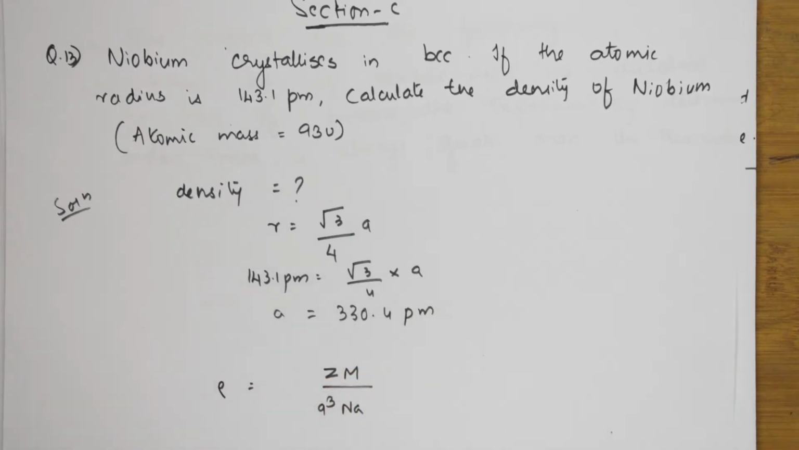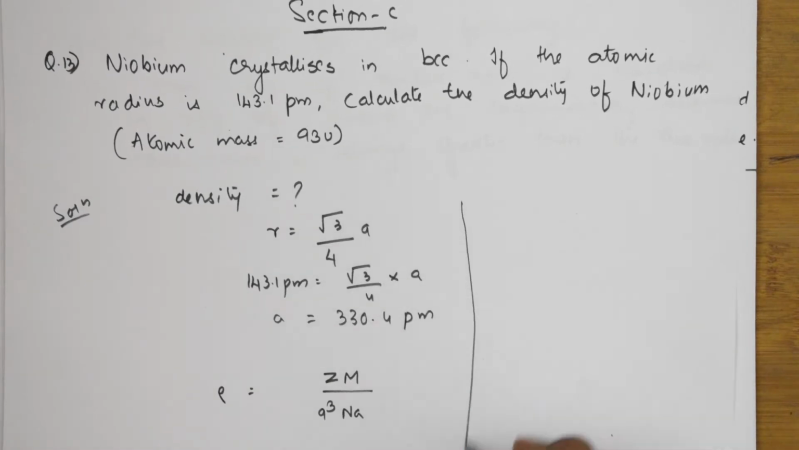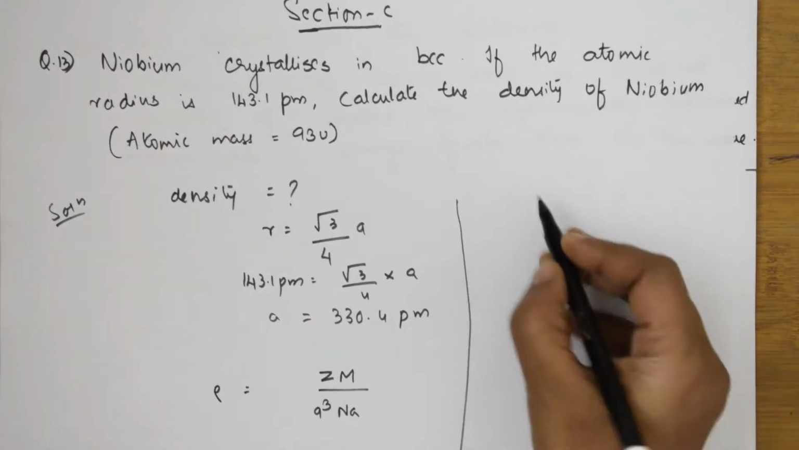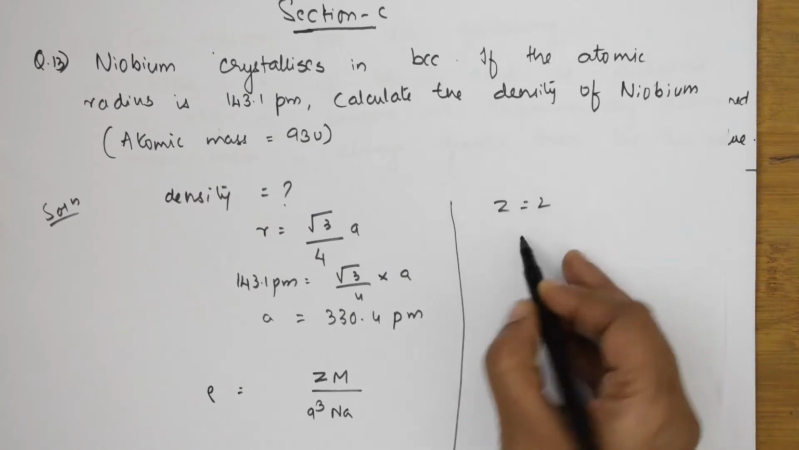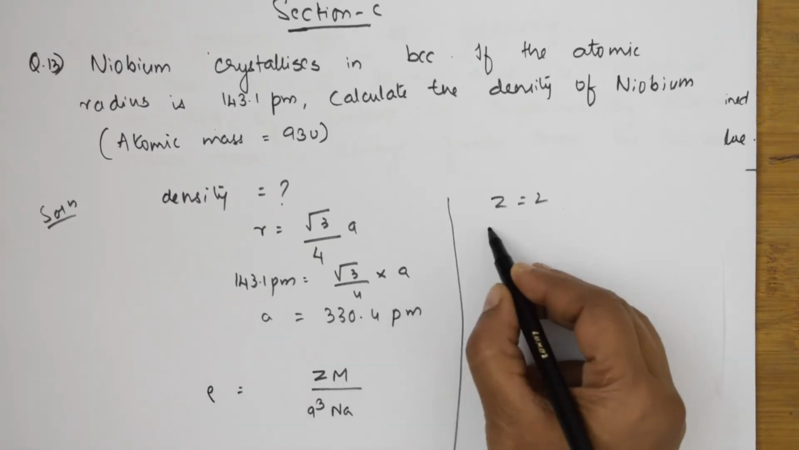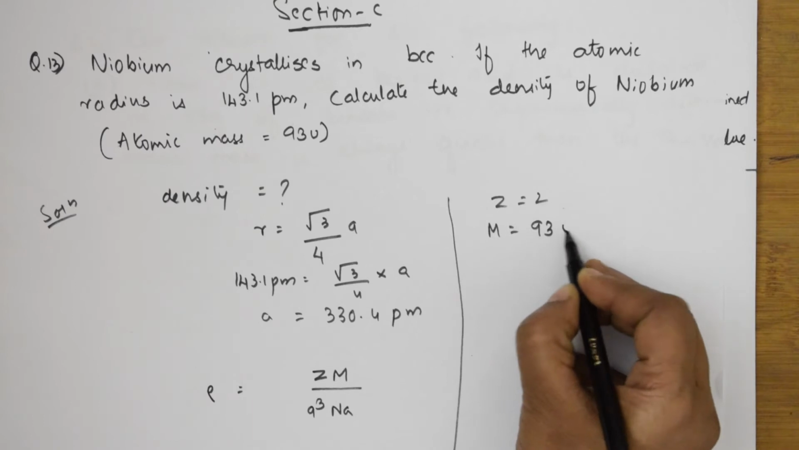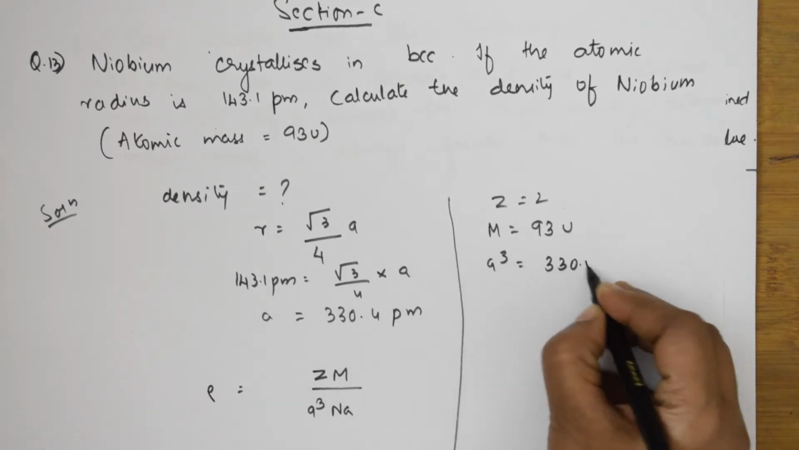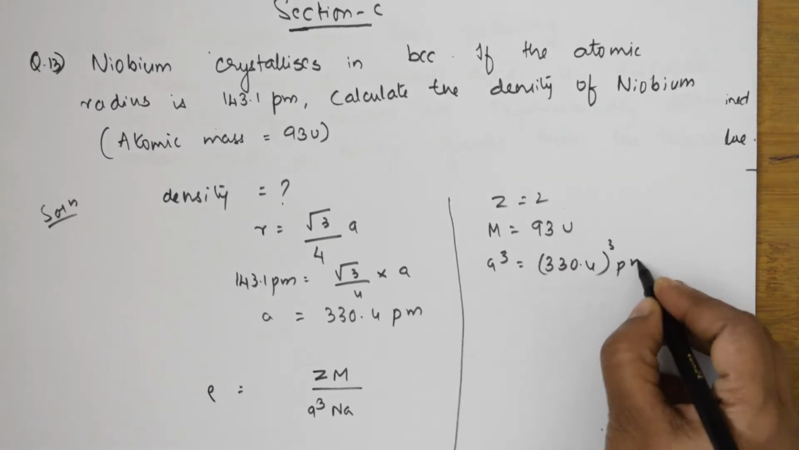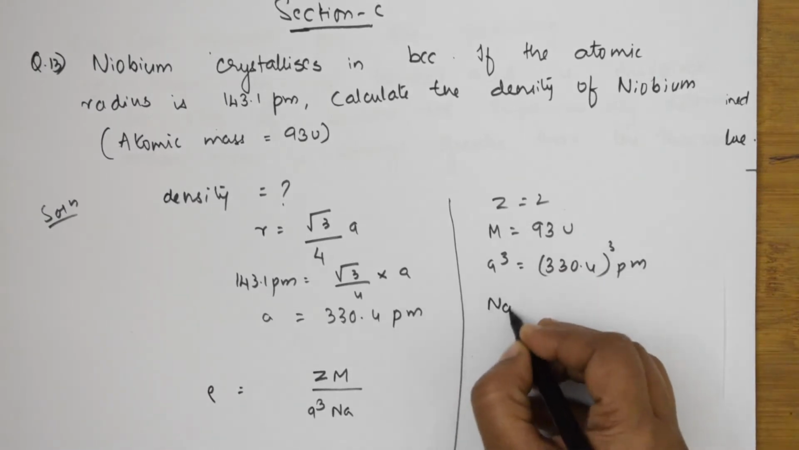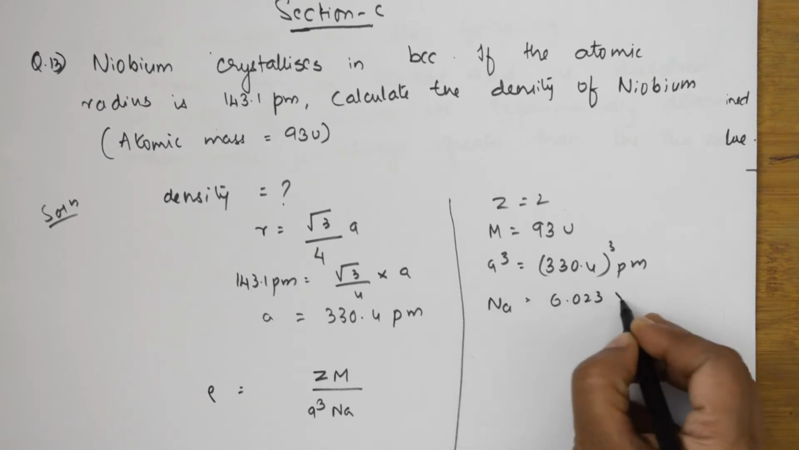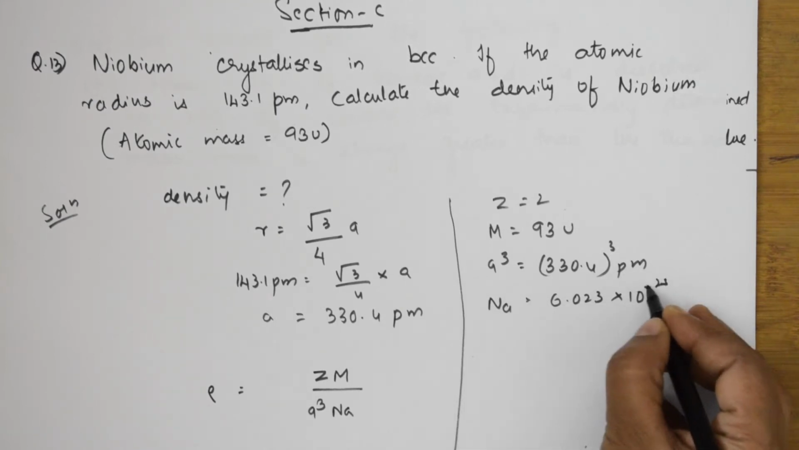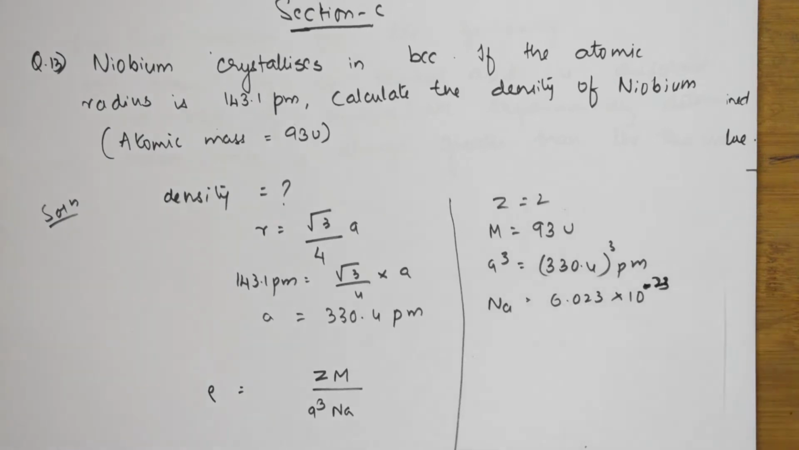Now it's easy to substitute. What is Z? Z is nothing but the number of atoms in the particular lattice. Here they've given BCC. For BCC, what is the Z value? It is 2. What is the molar mass given to us? They have given capital M is equal to 93 u. What is a cube? A cube is nothing but 330.4 to the power 3 picometer. What is Na? Na is the Avogadro number, 10 to the power 23. Correct? Not minus 23, it is 23. It is not minus, that would be wrong.